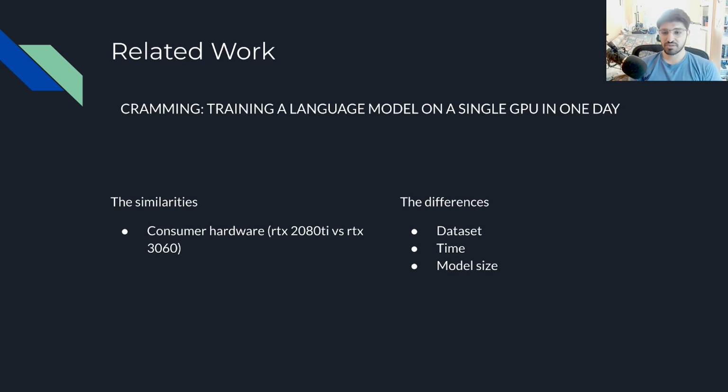Similar work has been done in the Cramming paper, in which they trained a BERT model on a single GPU in 24 hours. The similarities between the Cramming paper and my project are that they both use consumer hardware. They used an RTX 2080 Ti, whereas I used an RTX 3060, which is about half as fast. Due to time constraints, I have about 2 hours to train each model, and of course that leads us to a smaller model size.